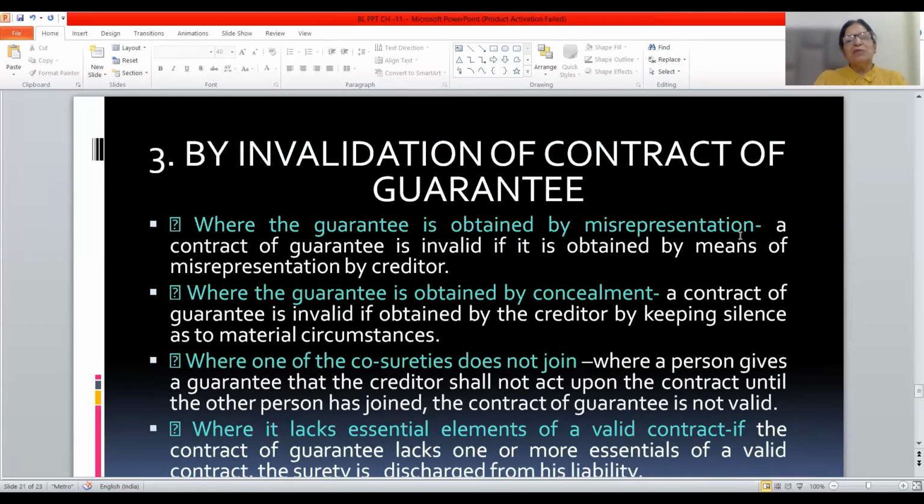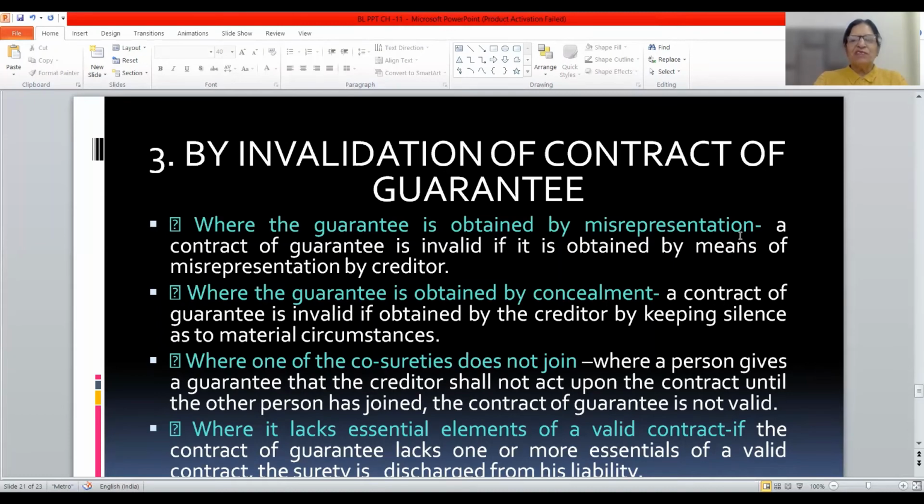And now the third mode of discharge of contract, discharge of liability of the surety, which is by invalidation of contract of guarantee. So the contract of guarantee becomes invalid. Now the question arises, when will the contract of guarantee become invalid? There are 4 points here. First is where the guarantee is obtained by misrepresentation.